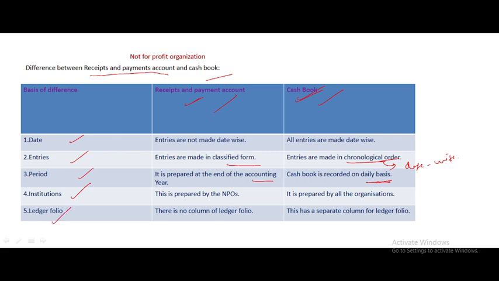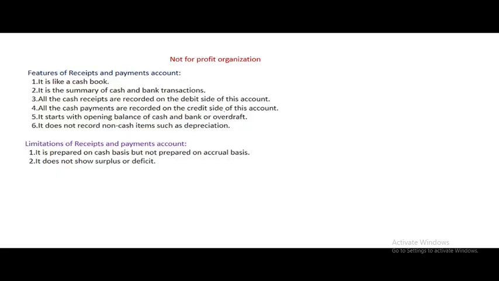Ledger folio. On the basis of ledger folio, students, in receipts and payment account there is no separate column of ledger folio. But you remember, students, in class 11th, the cash book has a separate column of ledger folio. In the cash book there is a separate column of ledger folio, but in receipts and payment account there is no separate column of ledger folio.